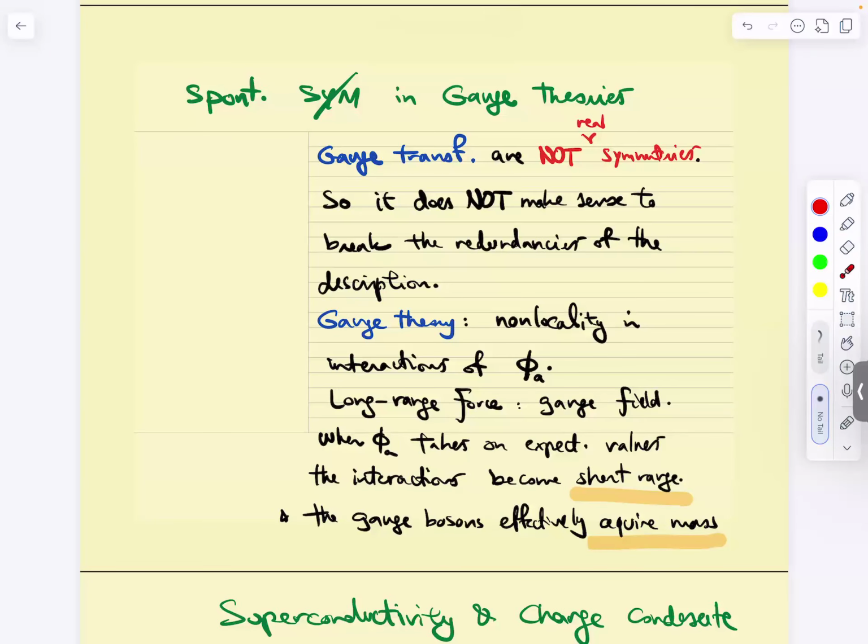So what is spontaneous symmetry breaking in gauge theories? That was a review of spontaneous symmetry breaking in the O(N) model. Good. We said the gauge transformations are not real symmetries. It doesn't make sense to break the redundancy of the description. What we actually have are these non-local degrees of freedom. We have a one-form symmetry that we're breaking.